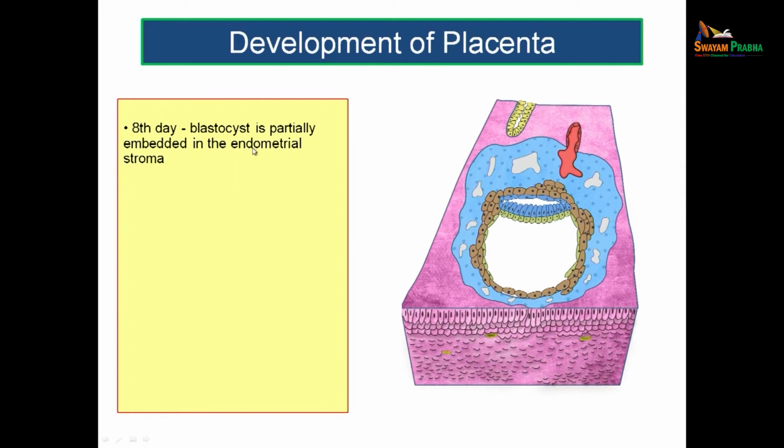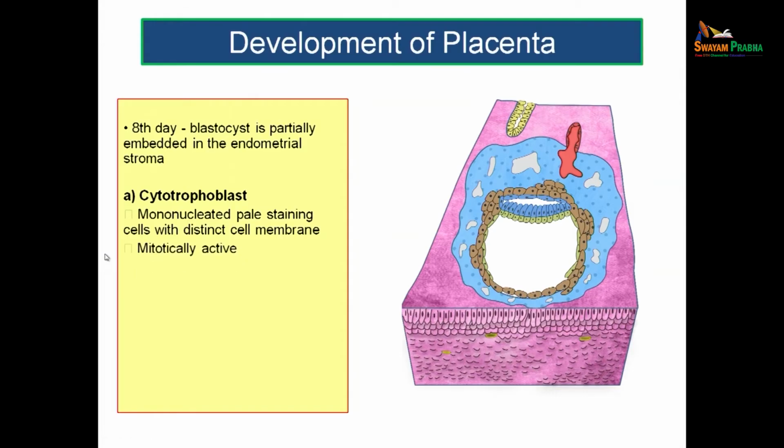By around the 8th day, the blastocyst will be partially embedded in the endometrial stroma. Now, the trophoblast layer is getting differentiated into cytotrophoblast and syncytial trophoblast. These are the 2 differentiating layers in the trophoblast. So, what do you mean by cytotrophoblast? You can see the cytotrophoblast, the innermost layer. This layer is known as the cytotrophoblast.